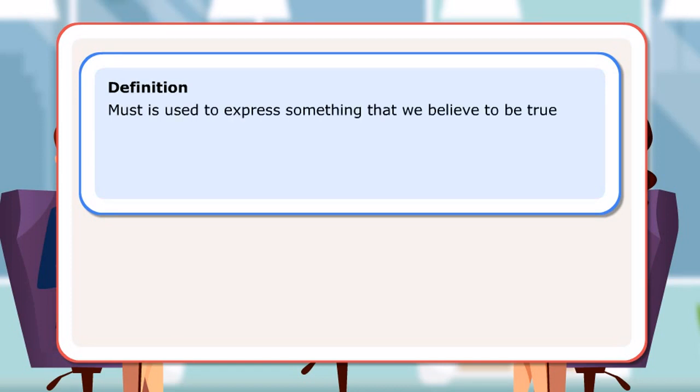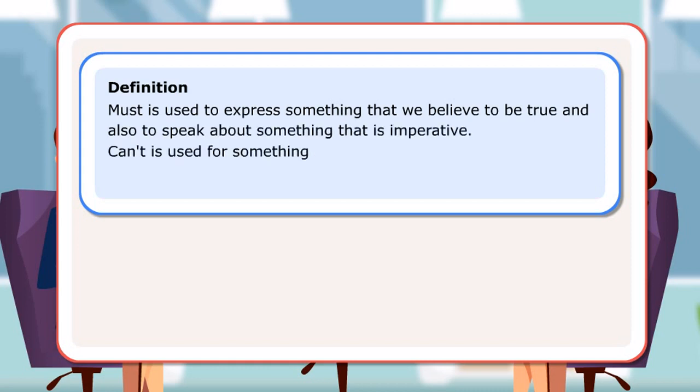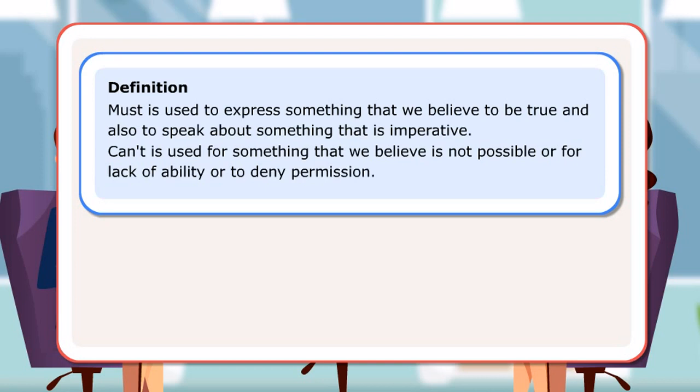Definition. Must is used to express something that we believe to be true and also to speak about something that is imperative. Can't is used for something that is not possible or for lack of ability or to deny permission. Both must and can't are followed only by first form of any verb.